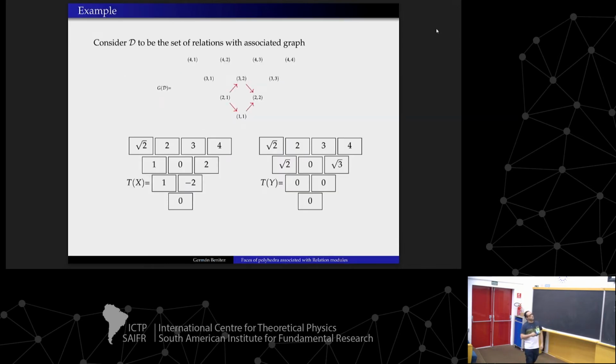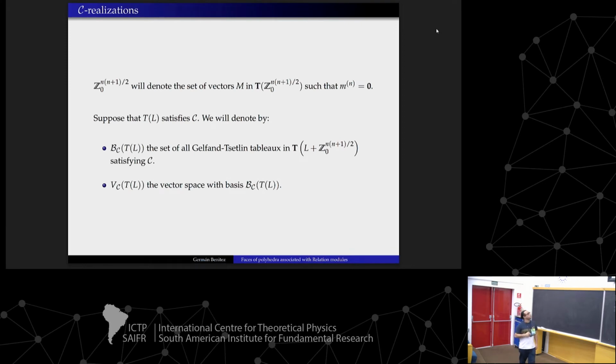Moreover, it satisfies these conditions if and only if both vertices are in the same connected component. We say that the Gelfand-Tsetlin tableau is a realization. For example, we have the set of relations and two Gelfand-Tsetlin tableaux. Both satisfy the set of relations. This one is a realization, but this one is not a realization. We have three connected components, and 1 minus 0 is an integer. We will denote by this set the set of Gelfand-Tsetlin tableaux with the top being 0.